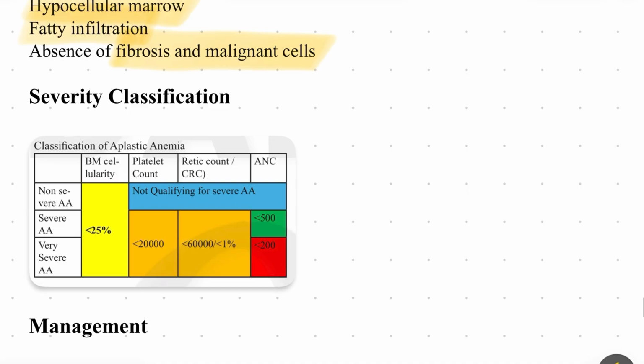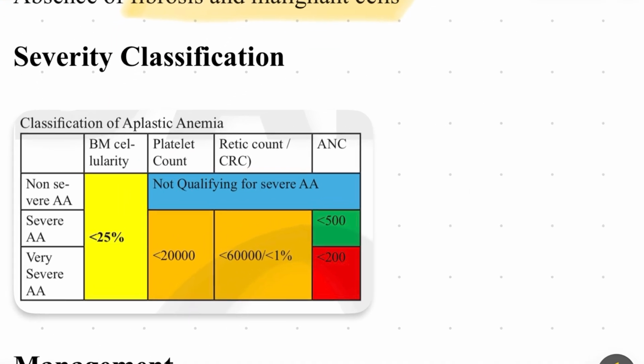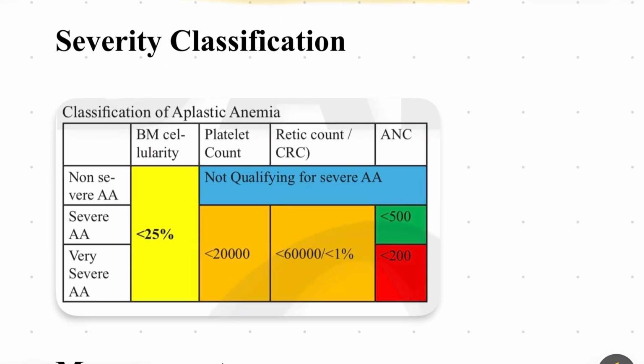Then coming to severity classification, important. Let's look at it superficially and try to practice it again after seeing once after this video. Try to grab a paper, just practice it. That's it. It's simple. So we have three mainly: non-severe, severe, and very severe.